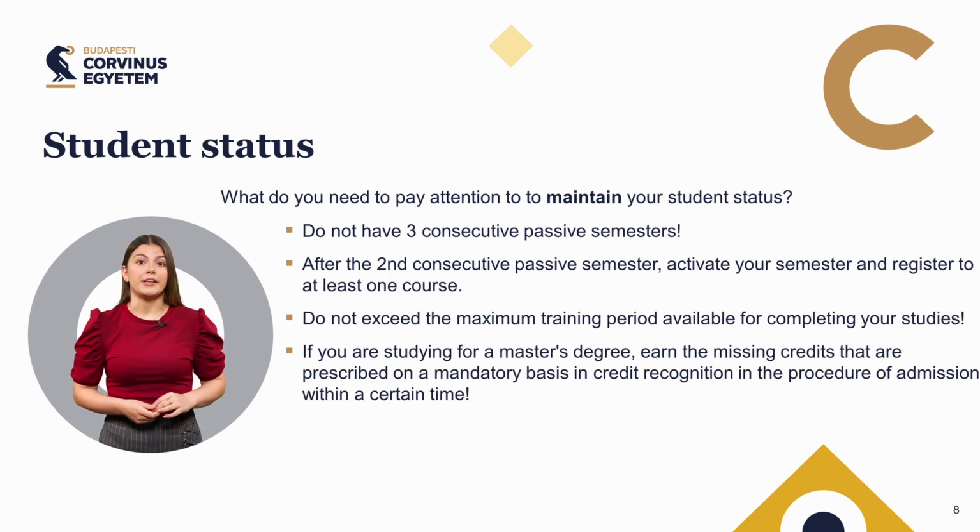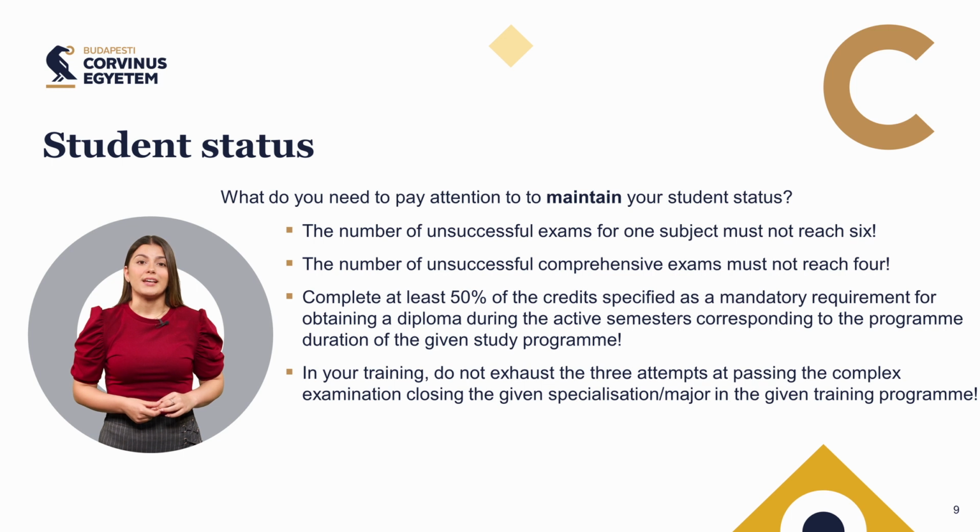And, as mentioned earlier, you cannot have 3 consecutive passive semesters, so after the second consecutive passive semester, you must activate your semester and register to at least 1 course. Do not exceed the maximum training period available for completing your studies. If you are studying for a master's degree, earn the missing credits that are prescribed on a mandatory basis in credit recognition in the procedure of admission within a certain time. The number of unsuccessful exams for 1 subject must not reach 6. It is important that you can take an exam 3 times within 1 semester. The number of unsuccessful comprehensive exams must not reach 4.